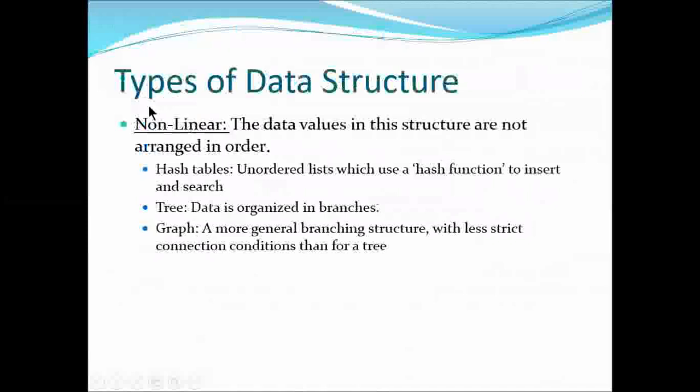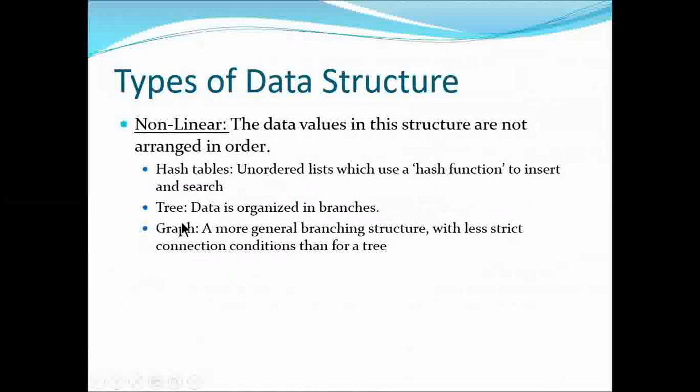Now, what about the types of data structures which are non-linear in nature, the ones that are arranged in any order? There's no point A to point B clear distance. They are arranged in any order as long as there's interconnection. So these are the ones that we find in hash tables, where you can insert and search anywhere. The data arrangement is not in any order.